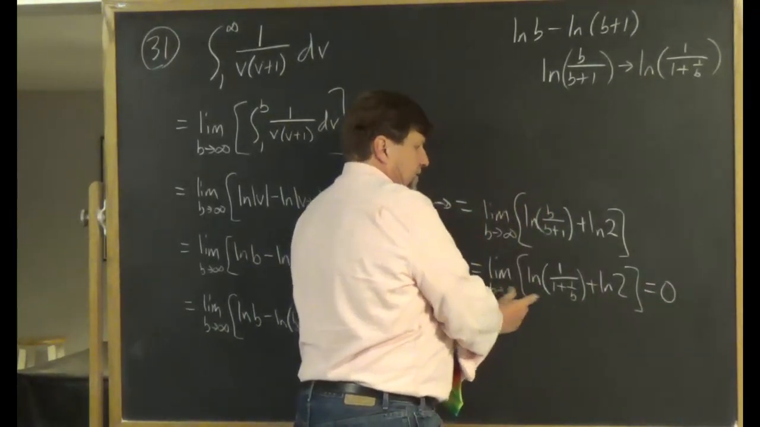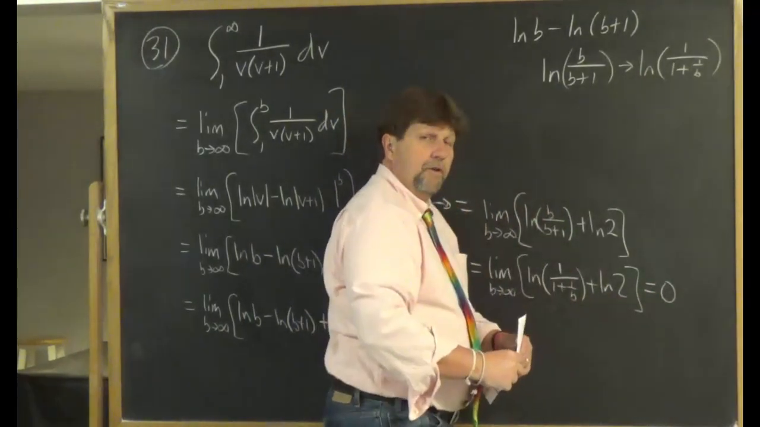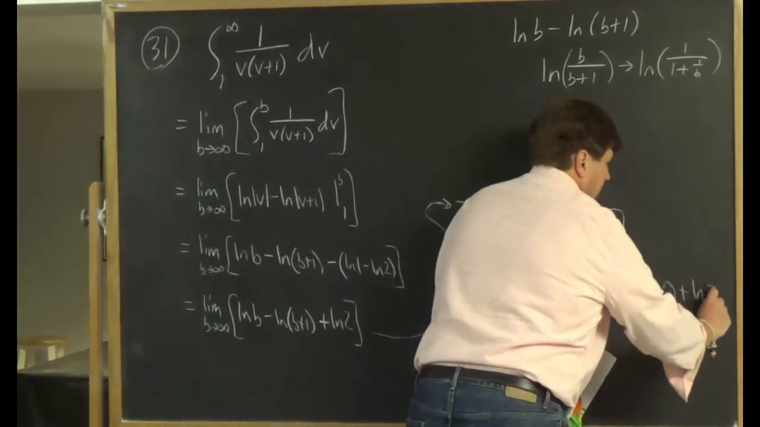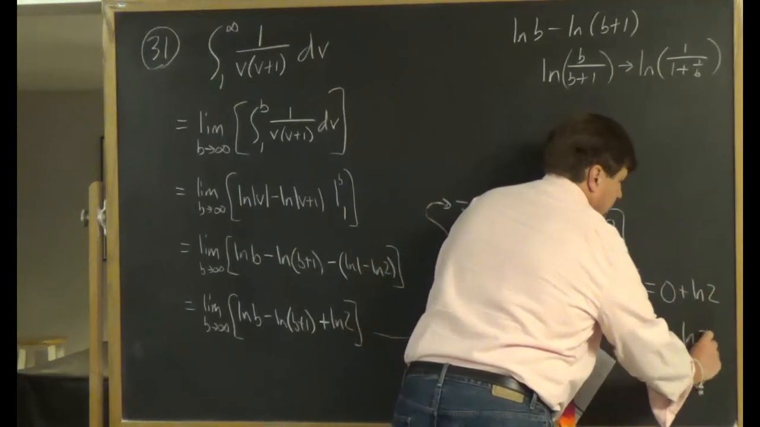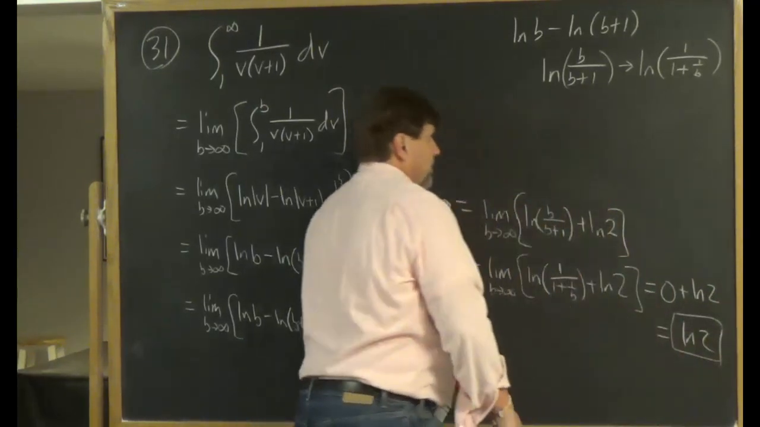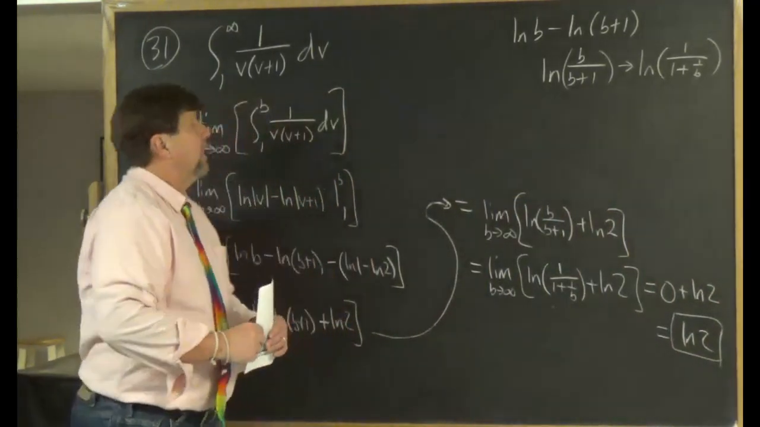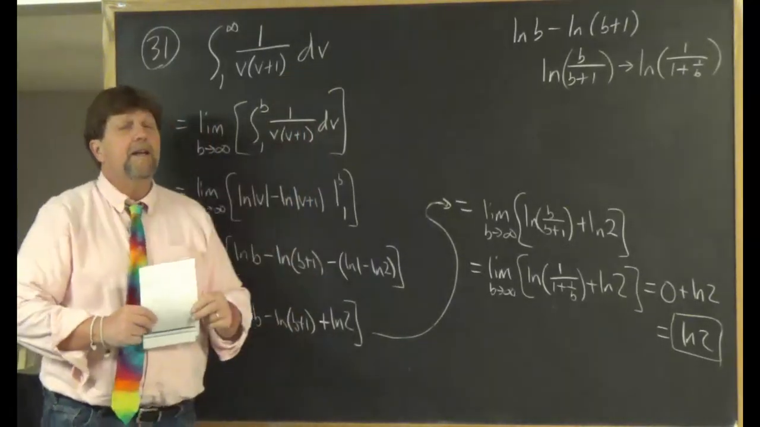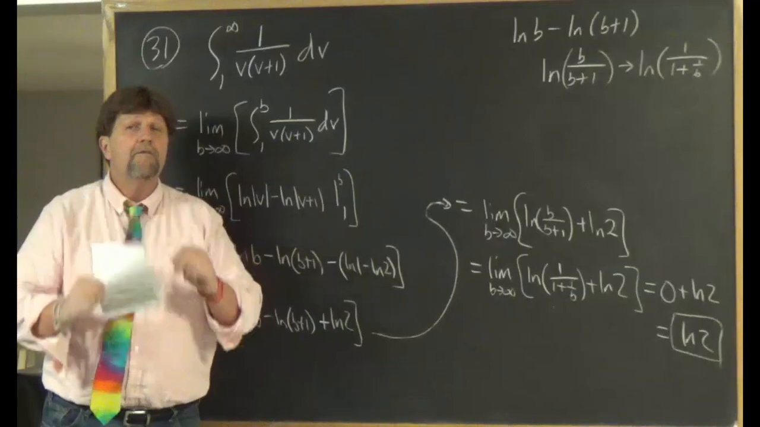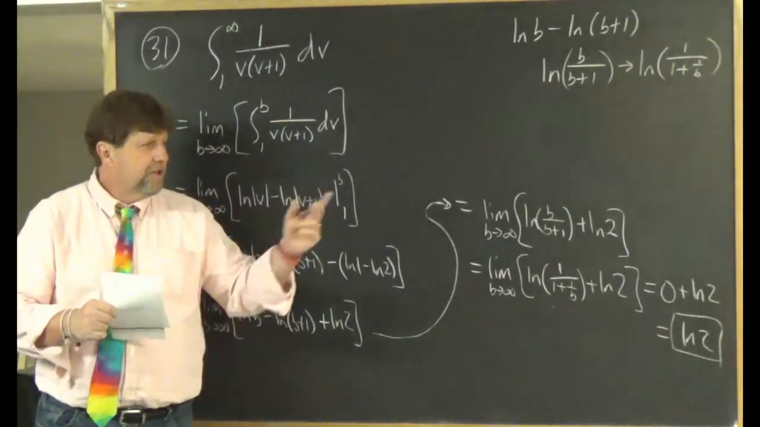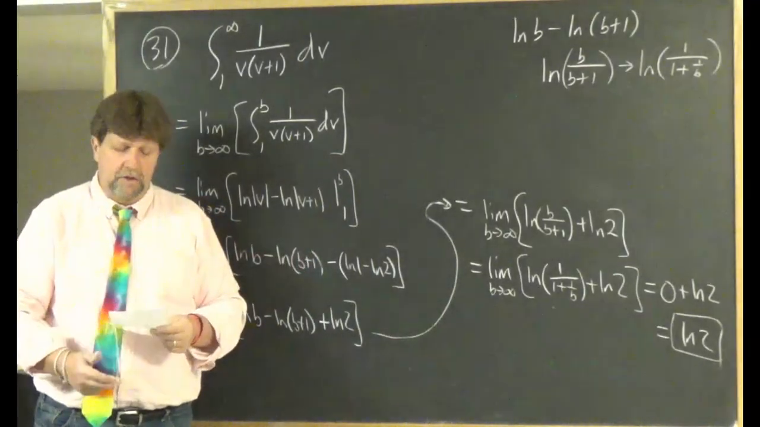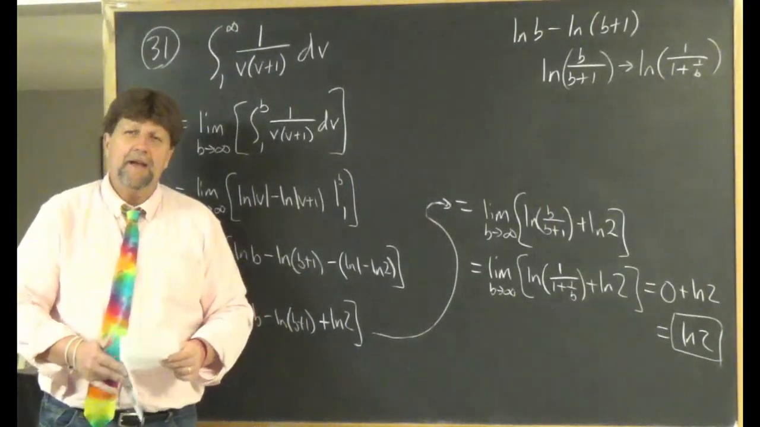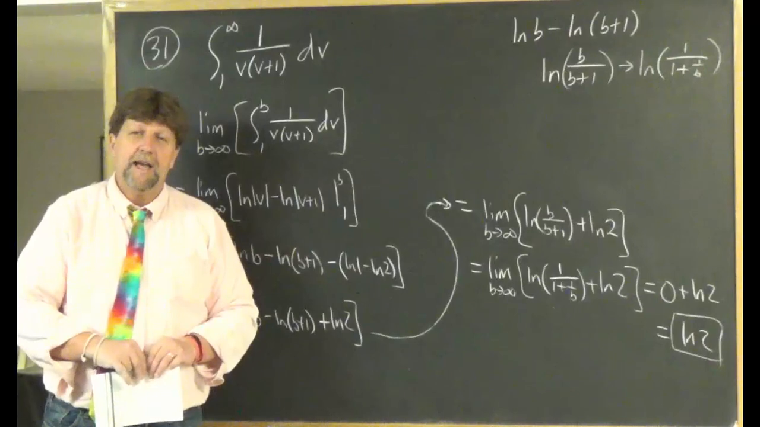The limit as b goes to infinity of natural log 2, that's a constant. The limit of a constant is that constant. So I get the value of the improper integral to be natural log 2, which tells me that this improper integral converges. It converges and it has a value of natural log 2. All right, let's head back to the slides and see what we're going to attack next.